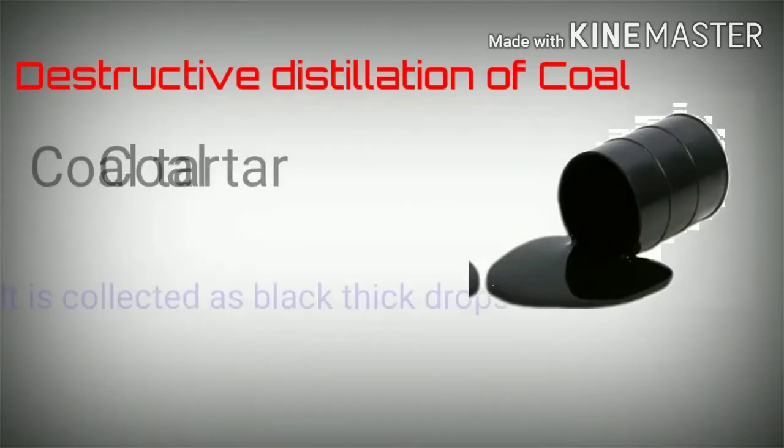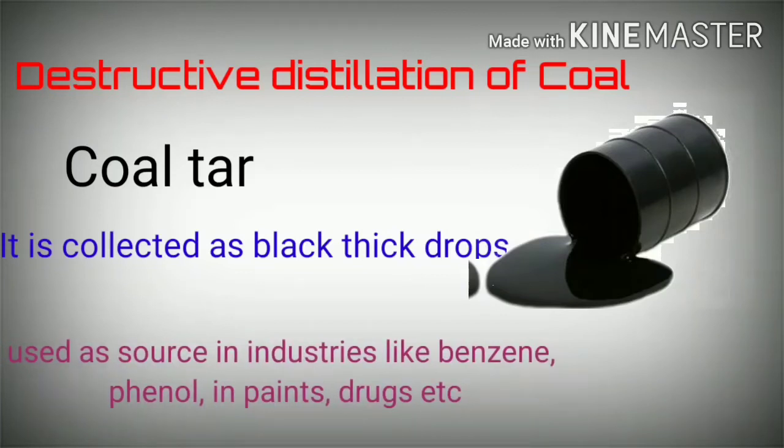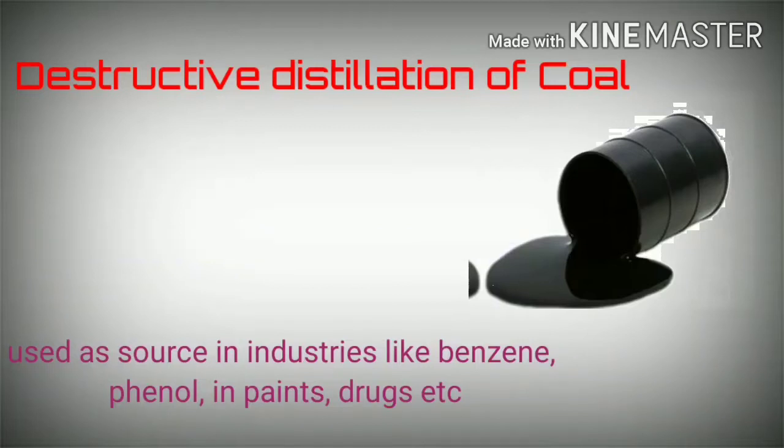So let's learn first about coal tar. Coal tar is collected as black thick drops during distillation, and coal tar is the source of many compounds used in industries like benzene, phenol, naphthalene, etc. It is used in synthetic dyes, paints, drugs, explosives, plastics, etc.